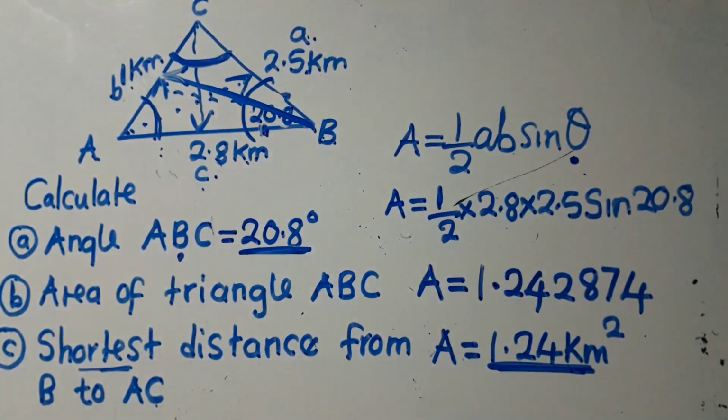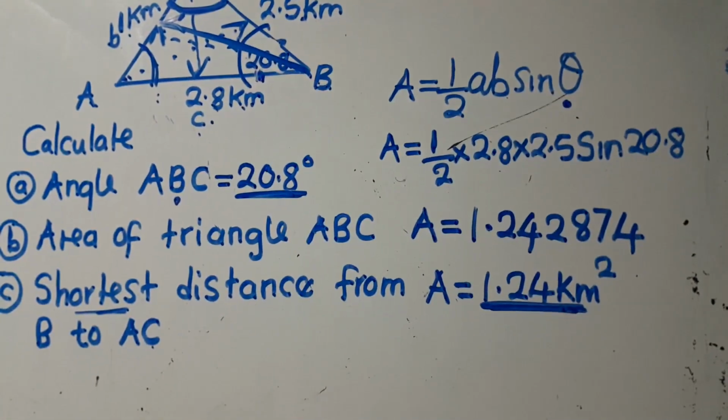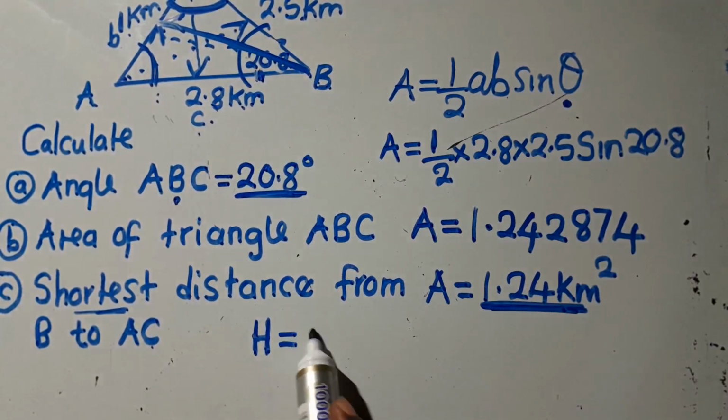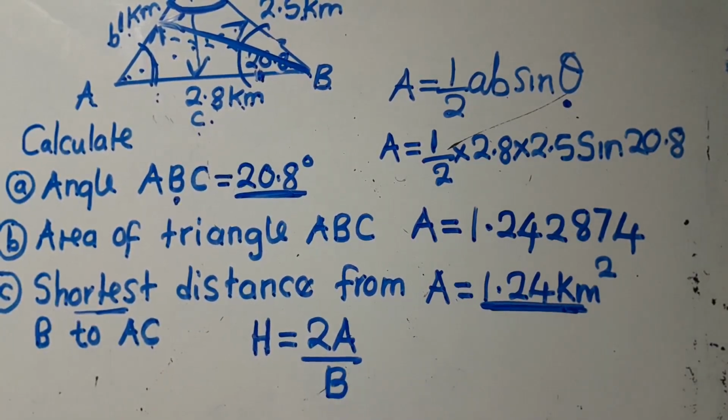So the formula for the shortest distance is just this one, where the height that you want to find is equal to what? You just say 2A over B. This is the formula for the shortest distance, where A is the area, and B is the base where it is rounding. Have you seen?